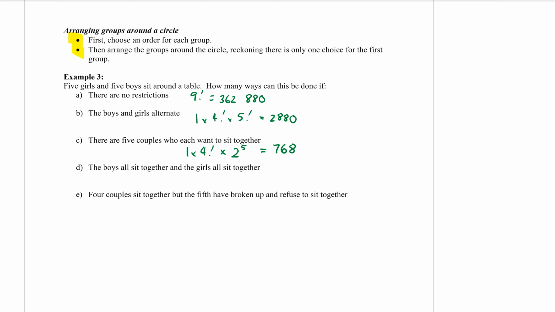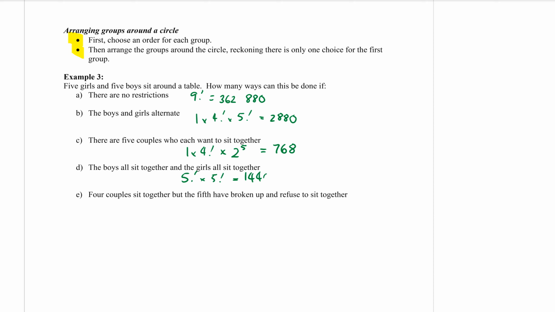Okay, D. The boys all sit together and the girls all sit together. Effectively what you are doing then is you're cutting your circle in half and we're lining the boys up one side and the girls up the other side. It kind of destroys our circle in terms of how we arrange them, right? So we're putting the boys in a line on one side, which is 5 factorial ways, and we're putting the girls down the other side of the circle in 5 factorial ways, and that makes 14,400.